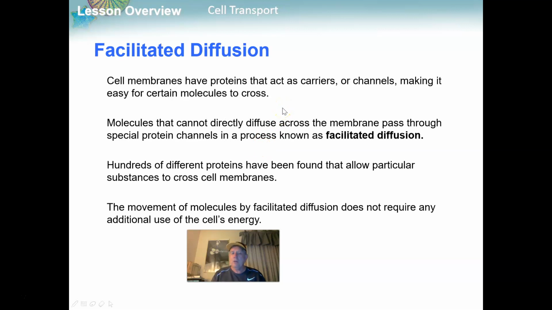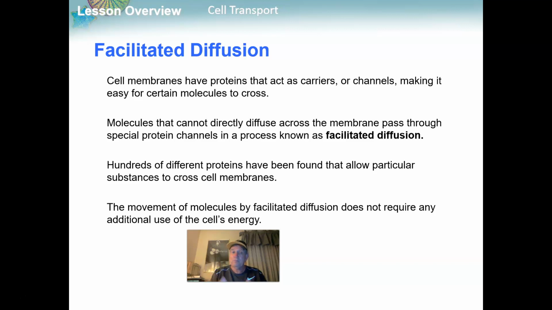Now we're going to talk about, still in diffusion, facilitated diffusion. These are things that need help getting into the cell, like glucose and water. Cell membranes have proteins that act as carriers or channels, making it easy for certain molecules to cross. You saw those in our lesson on the makeup of the cell membrane. Molecules that cannot directly diffuse across the membrane pass through special protein channels in a process known as facilitated diffusion.